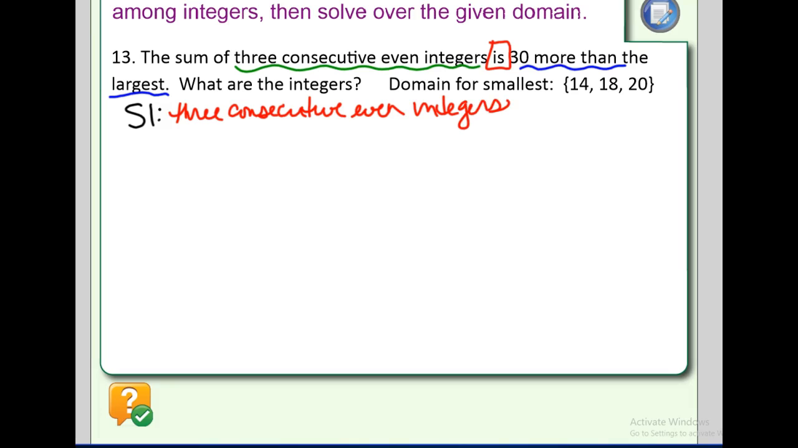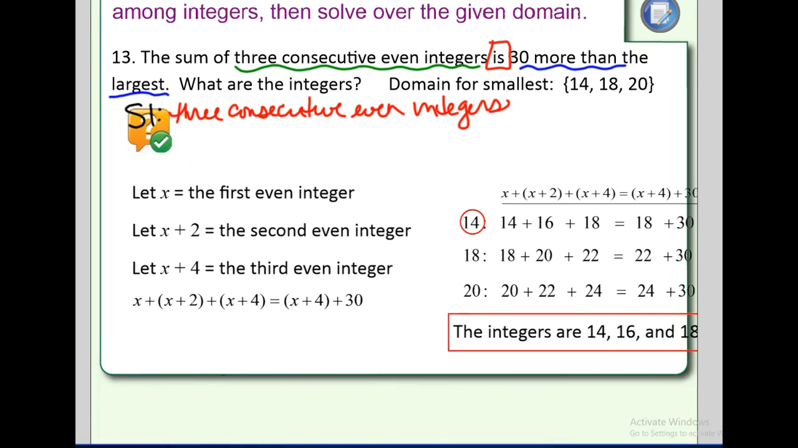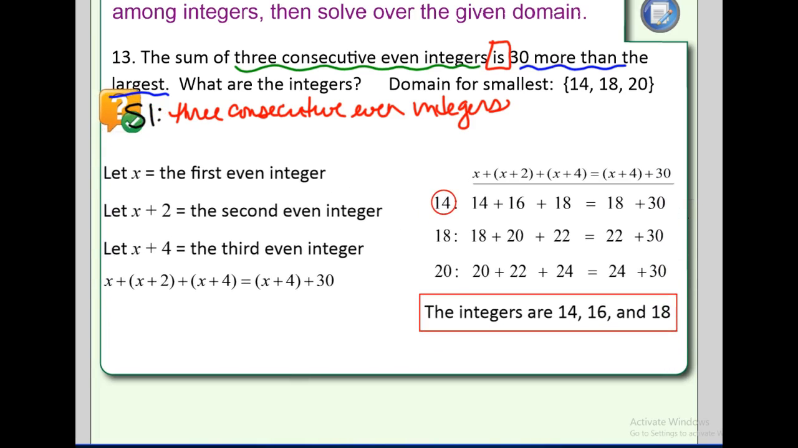Okay, that's what we're solving for. Okay, step number 2, let statements. How many let statements do I need? 3. So I'm going to go ahead and just pull this up because I've already got it written all out.